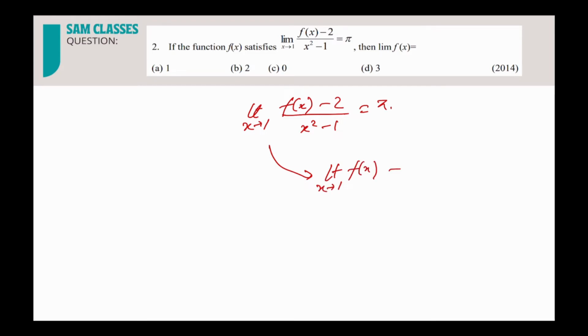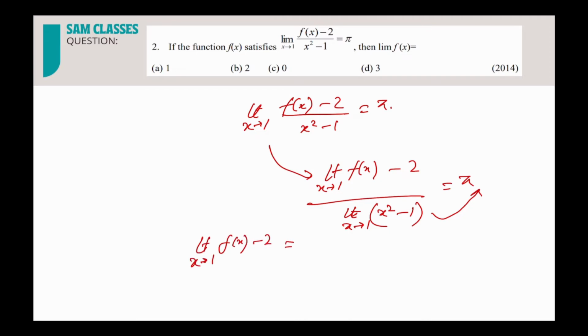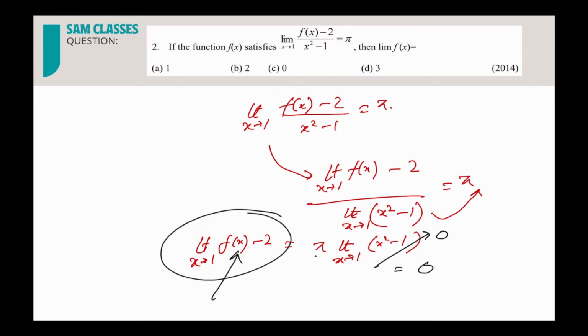Limit x tends to 1 of fx minus 2 divided by limit x tends to 1 of x square minus 1, correct, and this is equal to pi. Now I'll send this whole thing to that side. So I'll get limit x tends to 1 of fx minus 2 is equal to pi into limit x tends to 1 of x square minus 1. Now if I put x equal to 1, I'm getting 0, and pi into 0 is fully 0. So if this has to be 0, then this limit part has to be equal to 2. Correct.